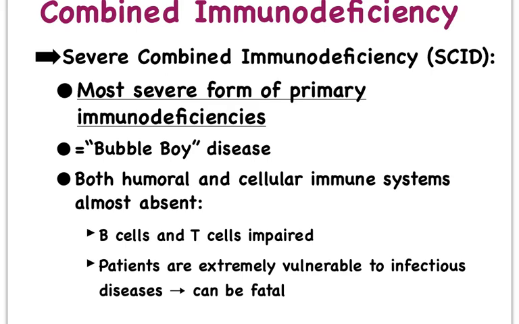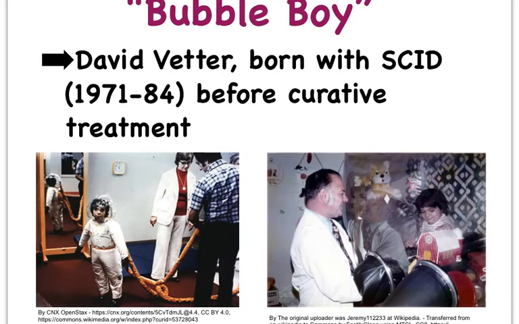You'll see why. Because these are patients with problems in both arms of the adaptive immune system, as you can imagine, these patients are going to be extremely vulnerable to all kinds of infections and could not live very long. We have some treatments for that now.